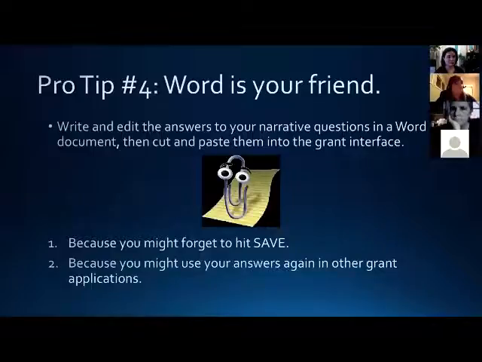Pro tip number 4, Word is your friend. A good thing to do when you're answering your narrative questions is write and edit the answers first in a Word document, and then cut and paste them into your grant interface instead of typing them directly into the grant interface. One, because you might forget to hit save, or your house might get struck by lightning, or your dog might be running around your desk and pull out your power cord, right?